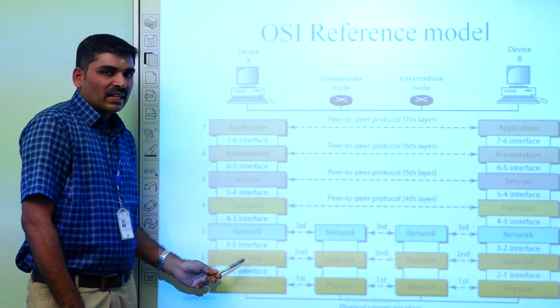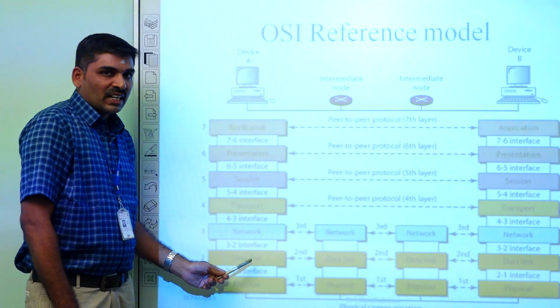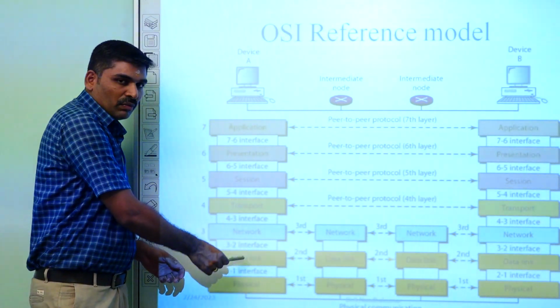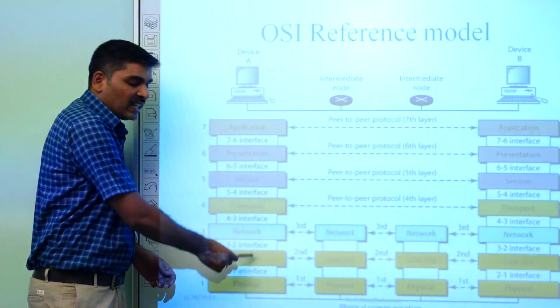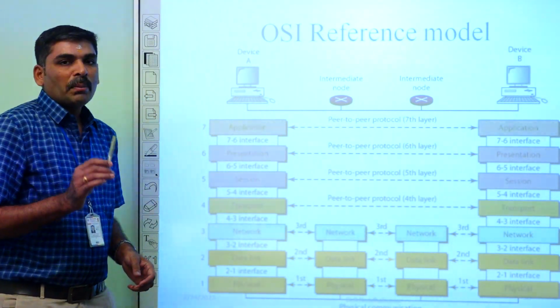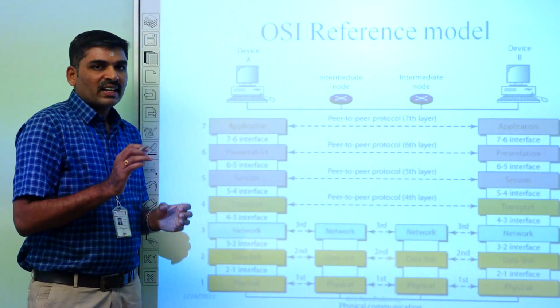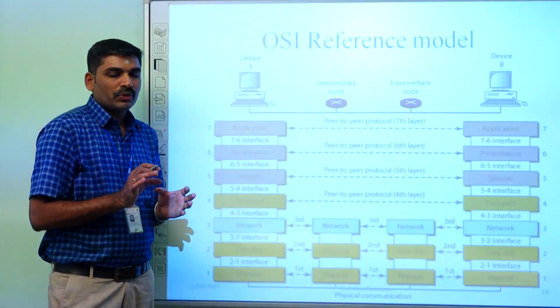So next comes the data link layer. Layer 2 is the data link layer. It takes the input from the network layer and passes the output to the physical layer. In the data link layer the main concept is MAC. You know that the data link layer takes its input as frames.